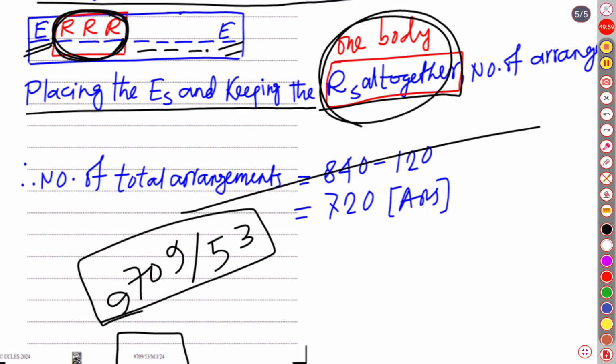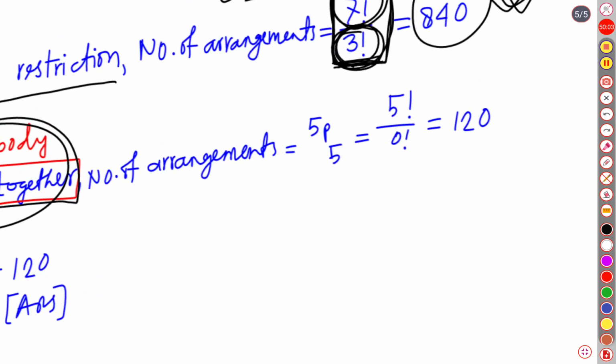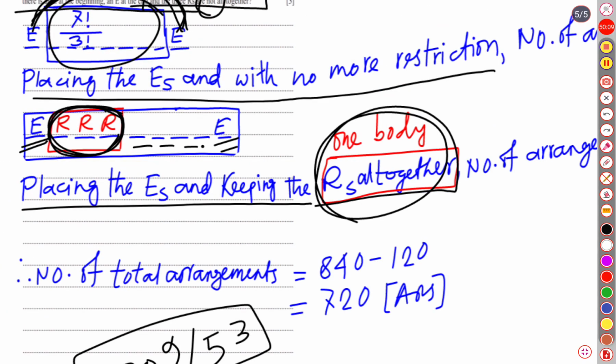Number of arrangements is going to be total 5 places. All the r's are together. Total there were how many? 9 places. Out of 9, one place is held by the R's, and the E's have gone away. So ultimately there are 4 and the R's 1. Total 5 bodies now. There are 5 bodies, so we are just rearranging these 5 places.